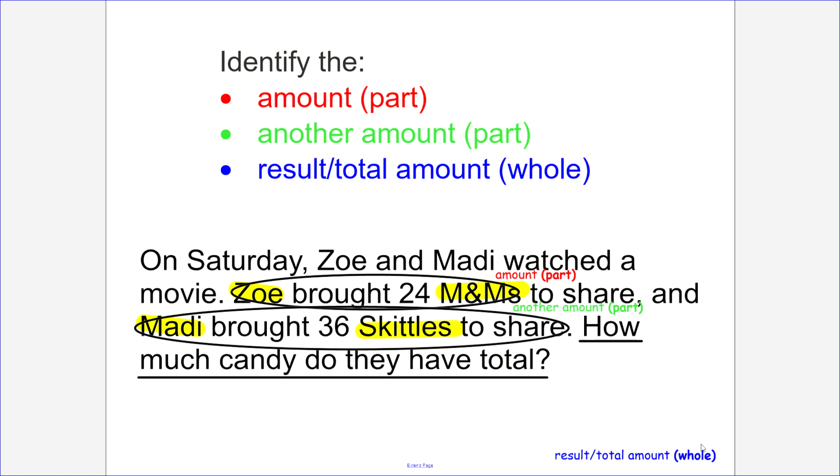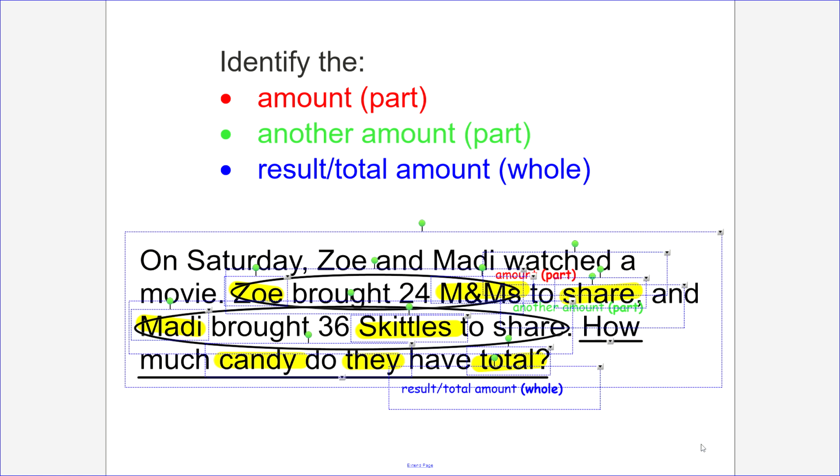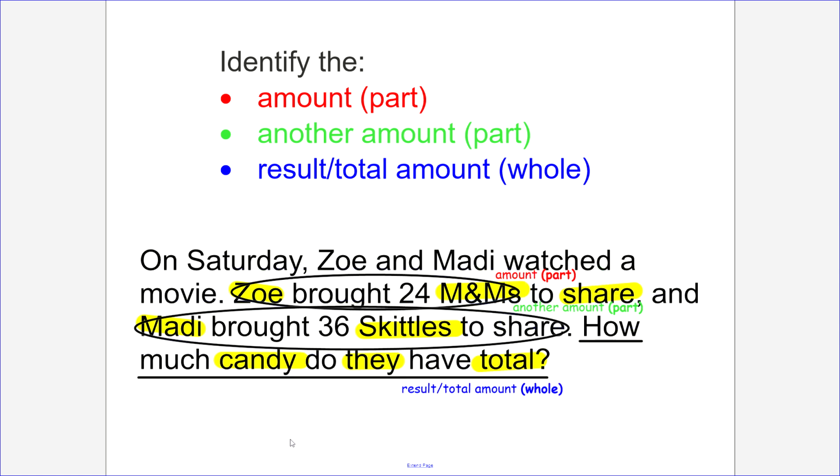The question asks how much candy do they have total? Both the M&Ms and the Skittles are kinds of candy. So the candy is going to be the total. I also know that this is the total because it says the word total, how much do they have total, and even the word they is a clue. Maddie and Zoe together are they, so this is asking me about the amount they have after they put their candy together. This is asking me about the result amount, or the whole.